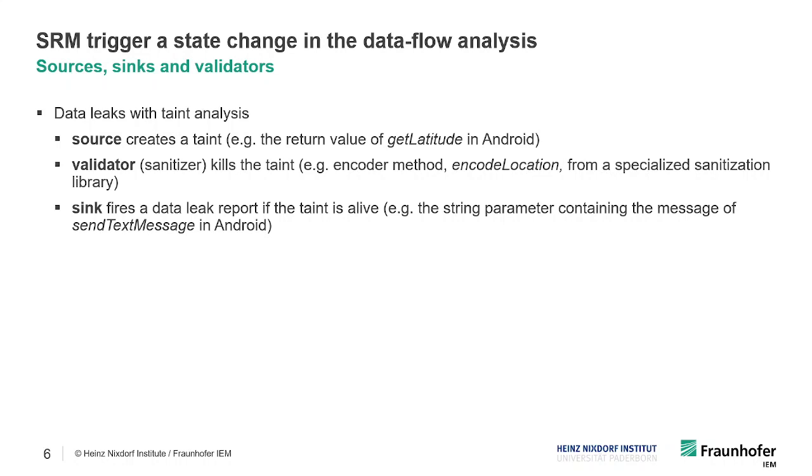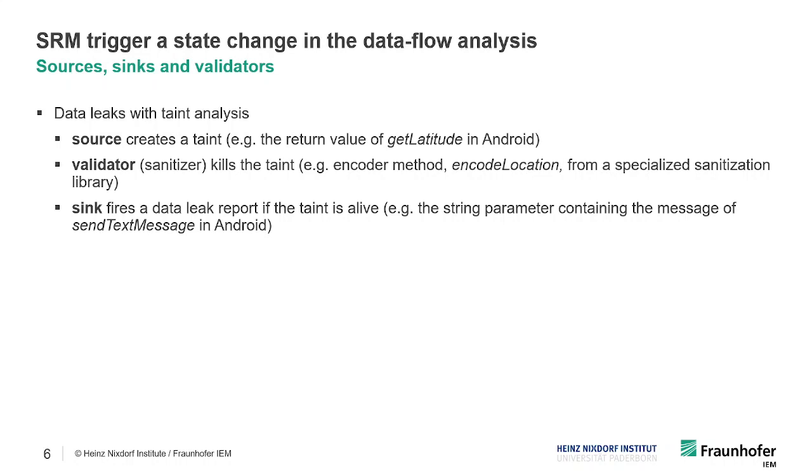And then we also saw the example for a sink. A sink is actually a method call in the application that fires a data leak report if the taint is still alive. In this case, with the previous example, this would be the string parameter that contains the message of a send text message. Okay, so these are now examples for security relevant methods.